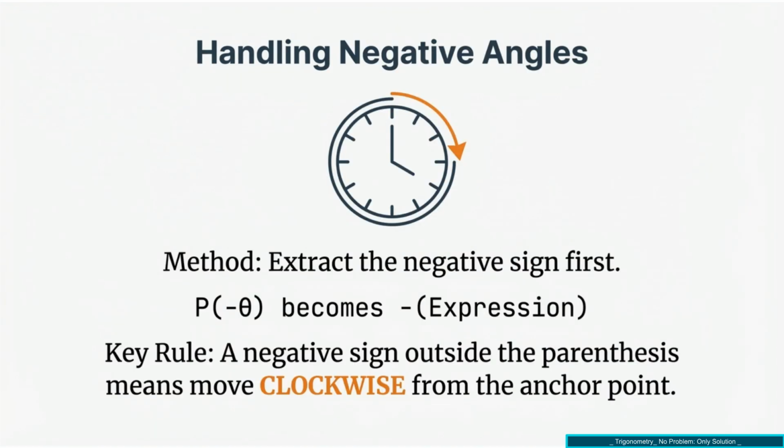When handling negative angles, the method is to first extract the negative sign. A negative sign outside the parentheses means moving clockwise from the determined anchor point.